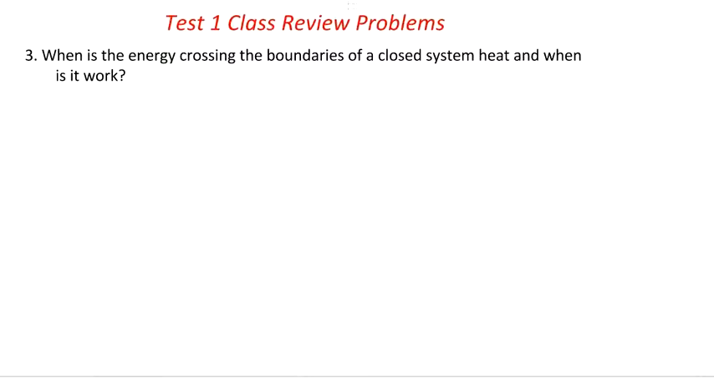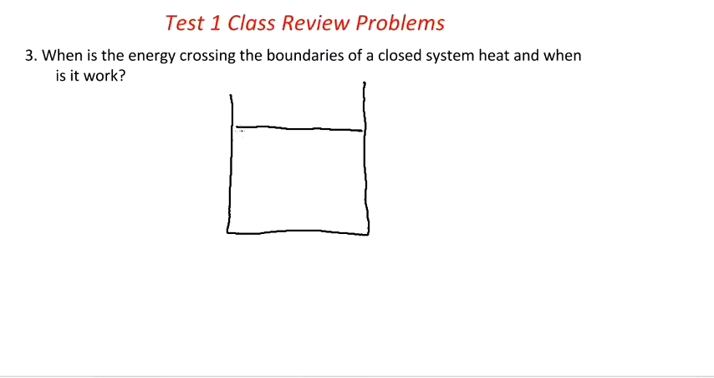Alright, so this next question is, when is the energy crossing the boundaries of a closed system heat, and when is it work? Well, since we already talked about the piston cylinder system, let's just keep using that. Now you remember when I said when the piston is moving up and down, it's transferring work, and when it's sending energy out into the surroundings, that's heat. But we need a stricter definition than this is heat because it's red and that's work because it's blue.